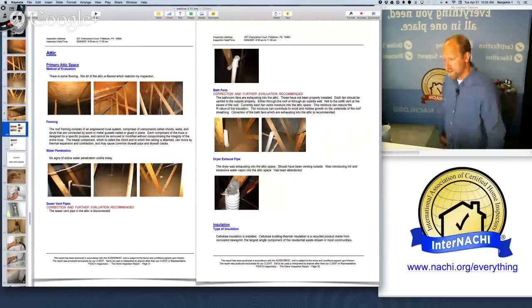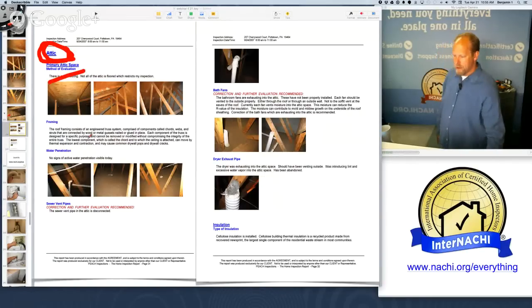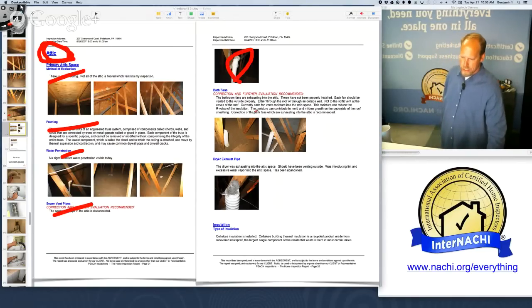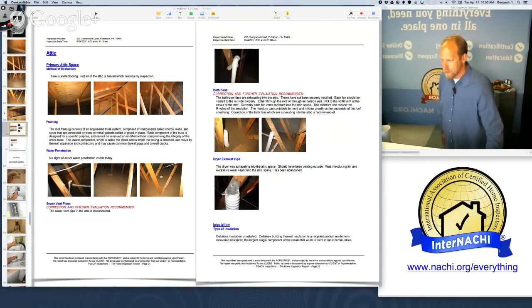So it's very inefficient. There's the attic roof, attic system. There's the header, primary method of evaluation, the framing, no signs of water penetrations. I didn't observe any indications of roof leaks. Sewer vent pipes, that needs to be corrected. That's disconnected there. The bathroom fans are exhausting into the attic, and the dryer is also exhausting into the attic, and that's just not good.